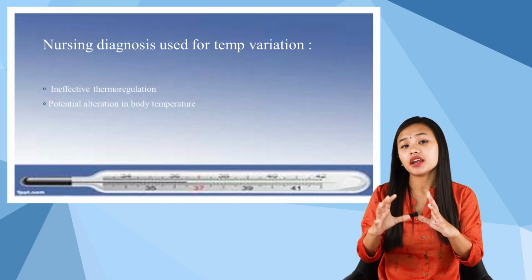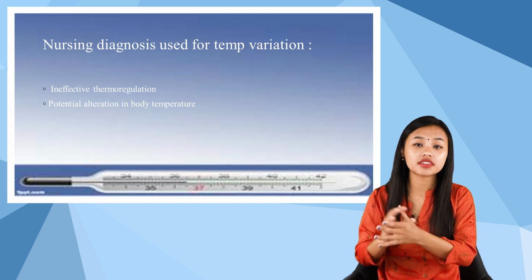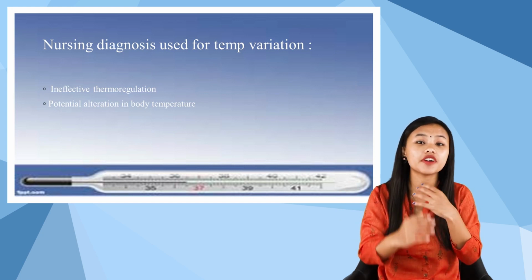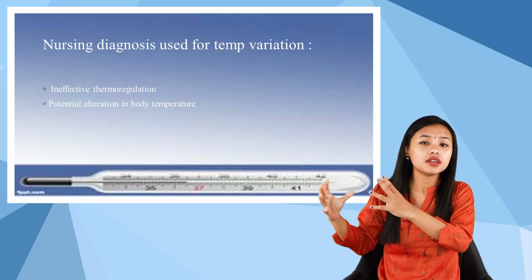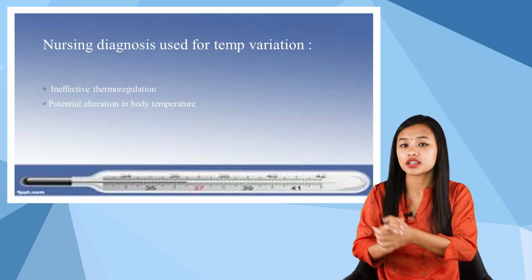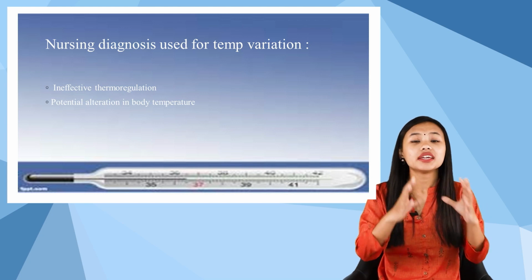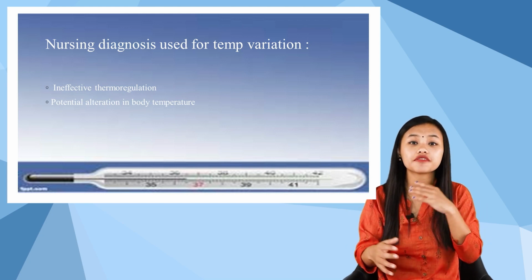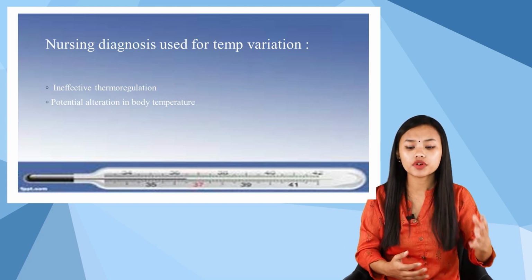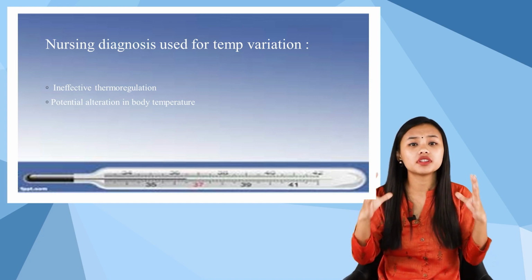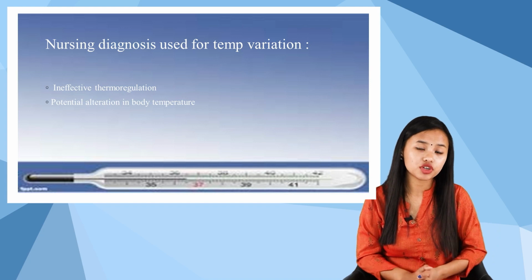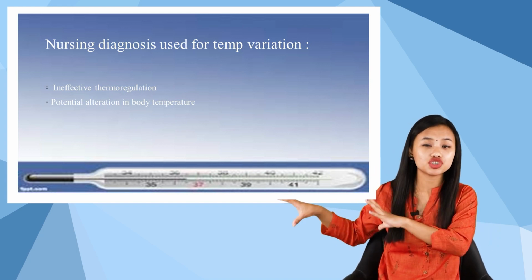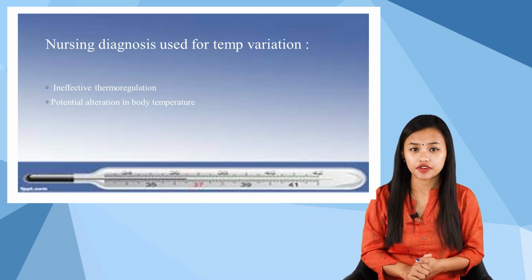And in case you find that the temperature is fluctuating, then you can state it as ineffective thermoregulation related to any procedure or any condition that the client is suffering from. And in case the client's health status reflects that there is a risk of developing a fever, then you can state it as potential alteration in body temperature related to whatever condition that the client is suffering from.